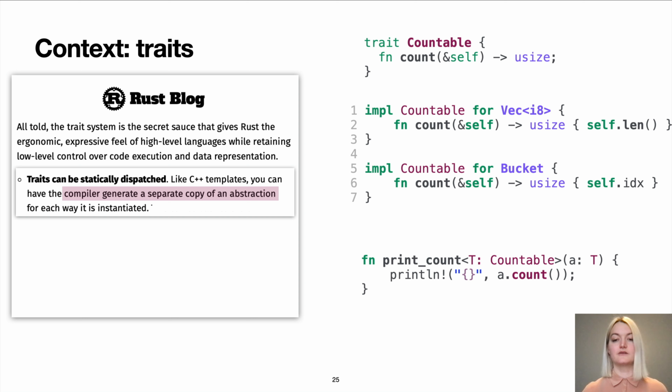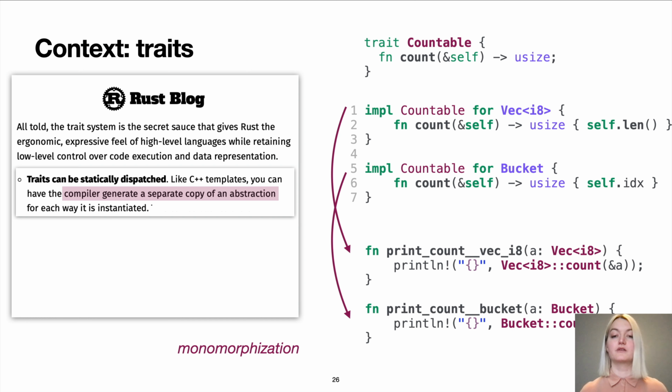So the idea here that you see in the print count example is we say that print count takes in some object that implements Countable, and then we can call a.count on that object. And what the compiler does under the hood here is it generates a separate copy of the abstraction for each concrete instance. More specifically, the Rust compiler will go through a process called monomorphization that stamps out a separate copy of this function for every concrete object that implements it. So here we have different versions of print count for Vector and Bucket that call their corresponding methods.